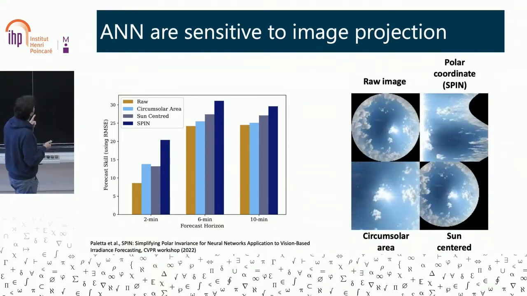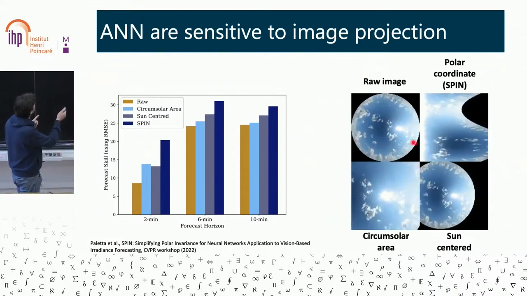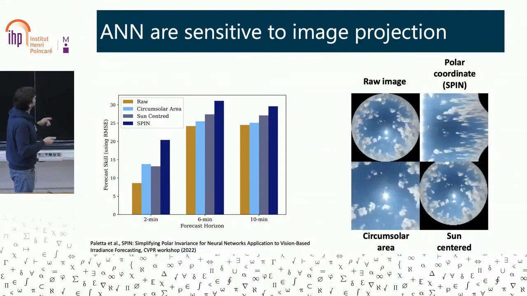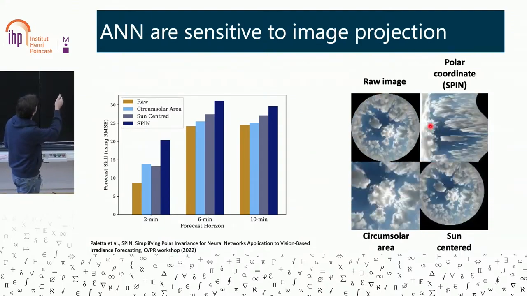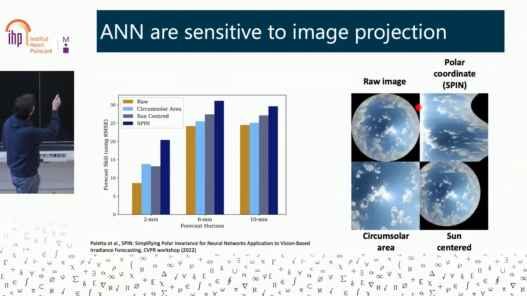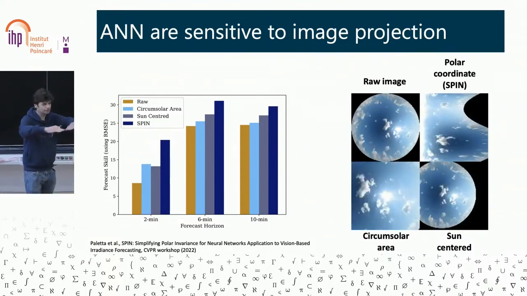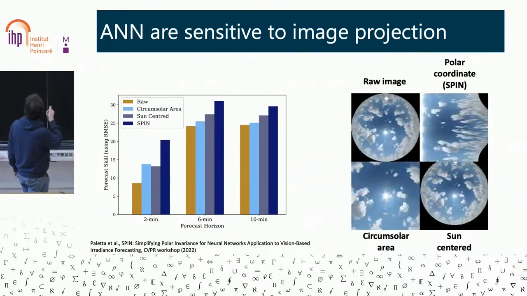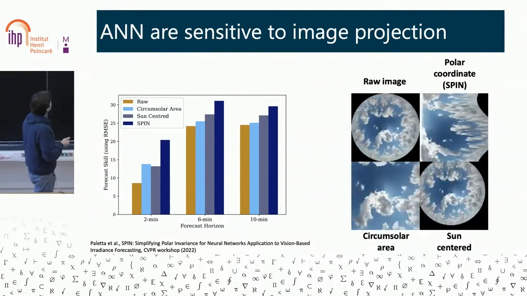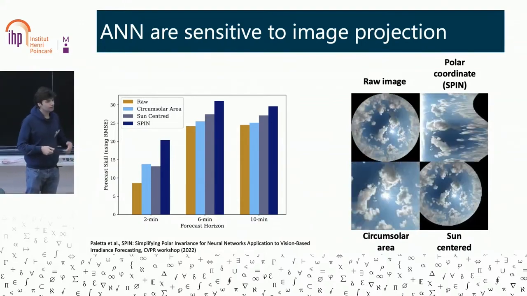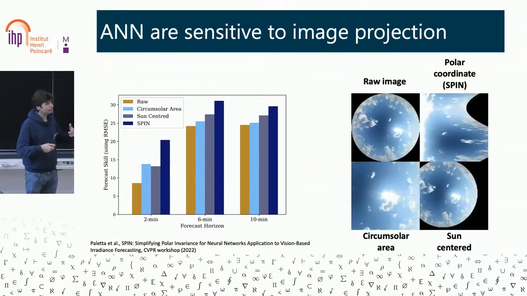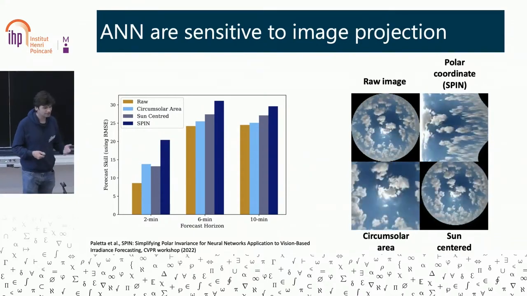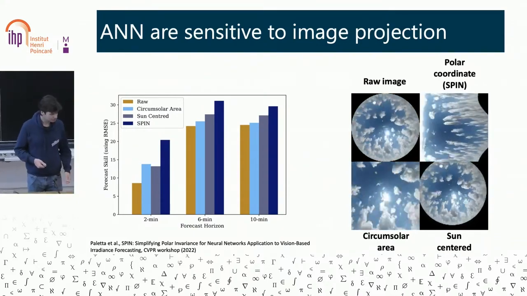And the most surprising thing is the polar coordinate. This is the same image, but with a totally different projection. The left side of the image is the circumsolar area, but it has been totally unfolded. And with this kind of image, the results for forecast skill are the best, because the convolutional neural network has a better view of what's going on with clouds and sun with such images. So this is the main finding: we need to help neural networks.